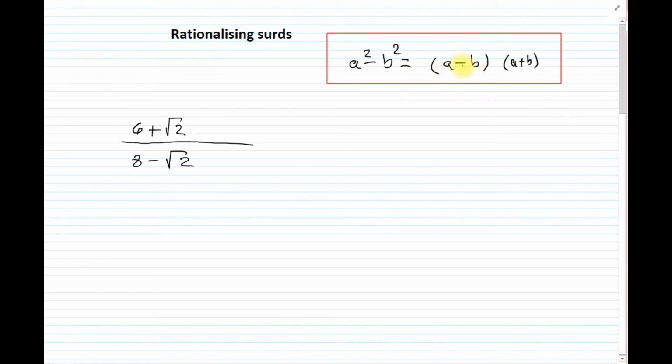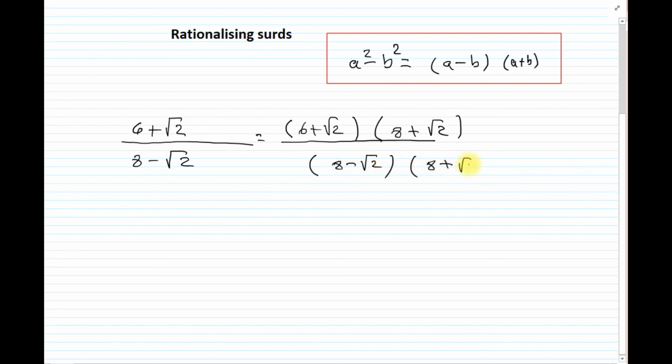We use this identity in the red box to rationalize the denominator, which will mean I have to multiply both numerator and denominator by 8 plus square root of 2. Always remember, whatever the sign is in the denominator, if it's minus, then we multiply by the same two terms but with a plus in between. So this would be 8 minus square root of 2 times 8 plus square root of 2.